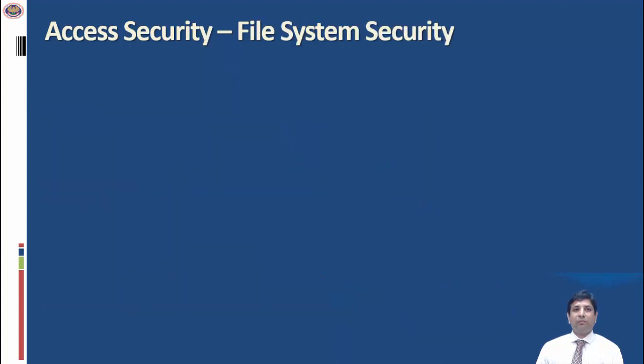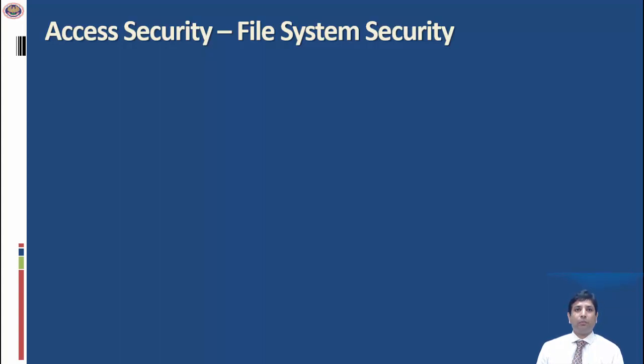Now let us look at file system security. File system security is basically to do with the file system at the operating system level. File system is not very relevant to the application layer or even the database layer. It is more specific to the operating system layer. File system is basically the place where the files are organized and stored within the operating system.